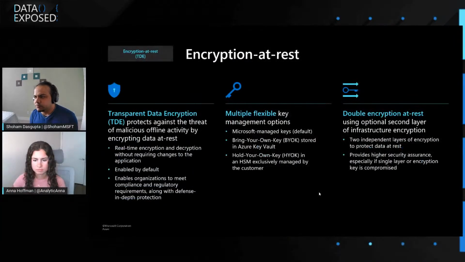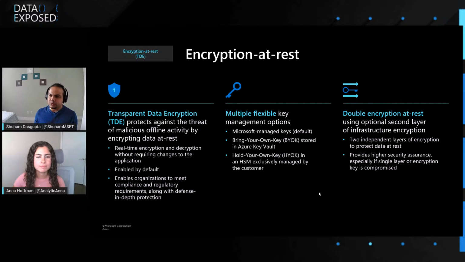Lastly, let's talk about double encryption at rest, which is something that we have started offering recently. So double encryption at rest refers to two independent layers of encryption to protect your data at rest. And we achieve the two independent layers by firstly using TDE as the first layer, and then providing an optional second layer of infrastructure encryption. Infrastructure encryption is also known as volume encryption or disk encryption, and customers can optionally turn it on to achieve two layers of encryption, also known as double encryption at rest.